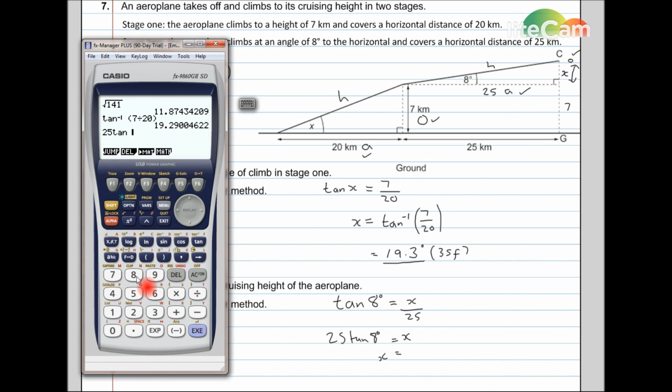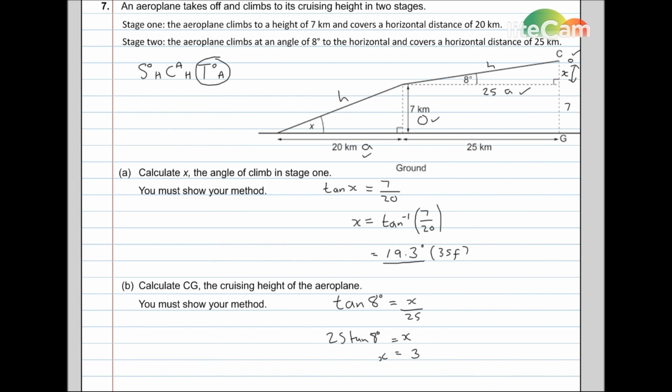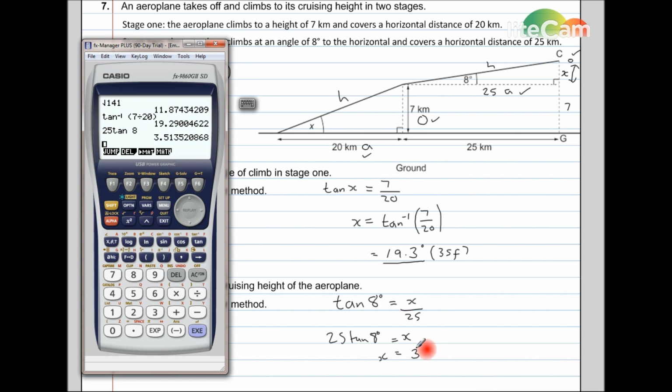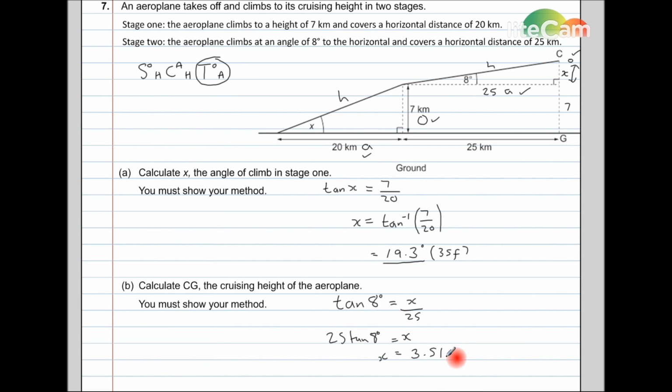we get 3.51. And because that's not a final answer, I'm going to put dots here, because I'm going to use this number straight away to calculate this. So CG is going to be x, whatever that was there, plus the extra 7 from here.